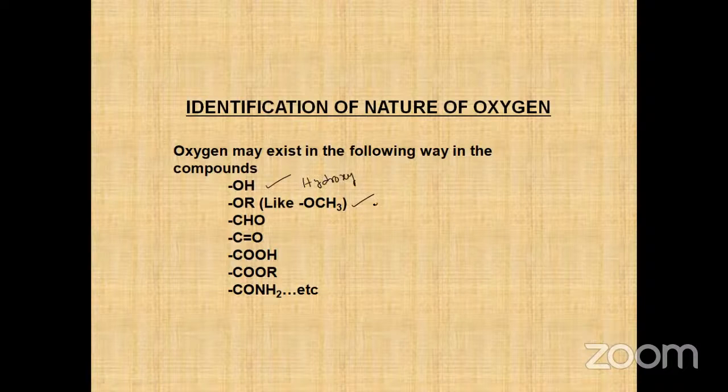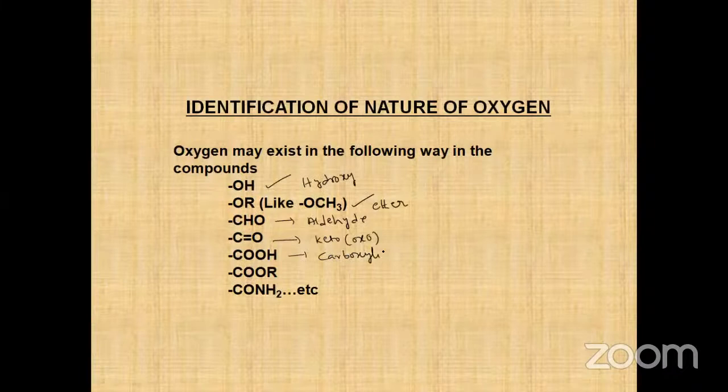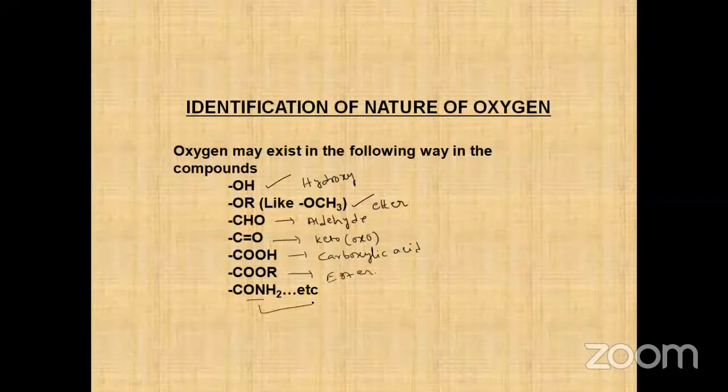It is in ether form. It is in aldehyde form. It is in keto form. It is also called an oxo. It is in the form of carboxylic acid. It is in the form of ester. Sometimes the oxygen and nitrogen combined together and generate amides.